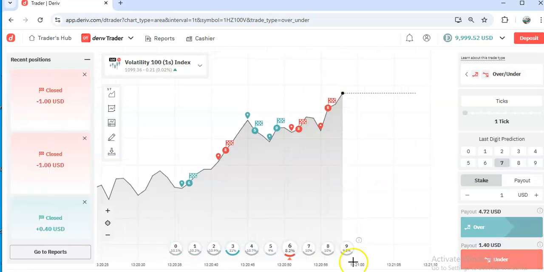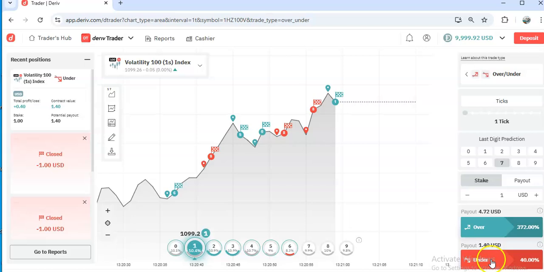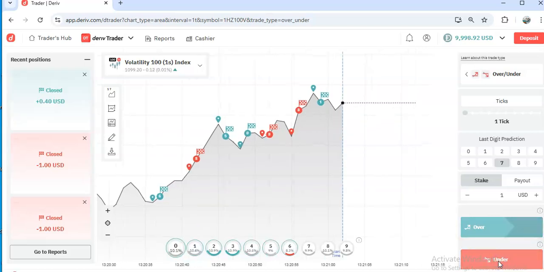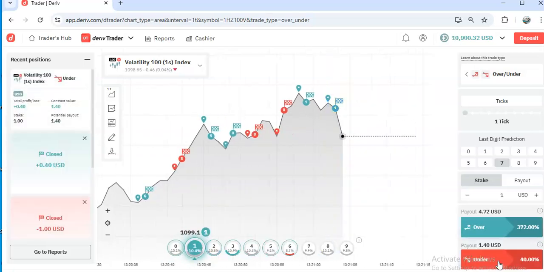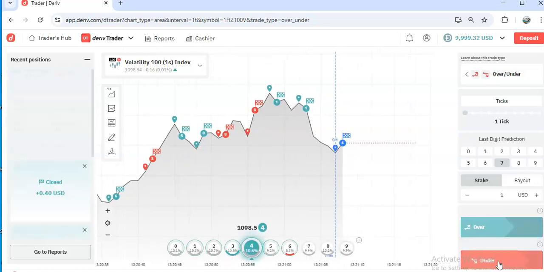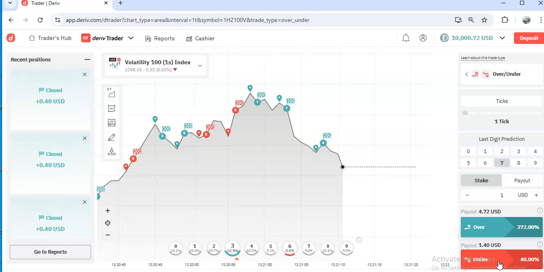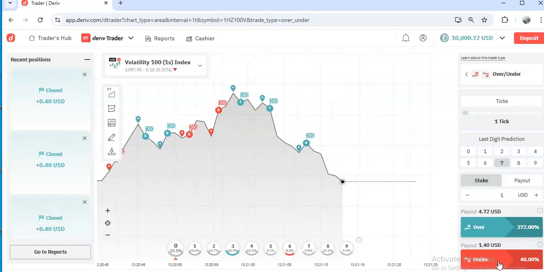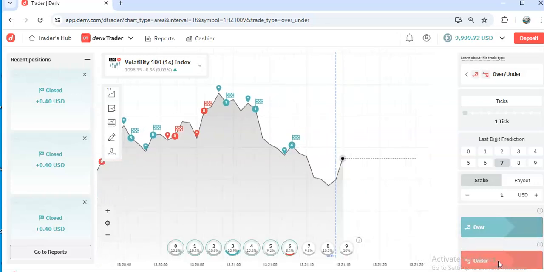And I don't know if you have ever had, like, the best market to trade for any beginner: over 2, over 3, and also under 7. Those 3 are the best for beginners. Yeah, over 2, over 3, and also under 7.